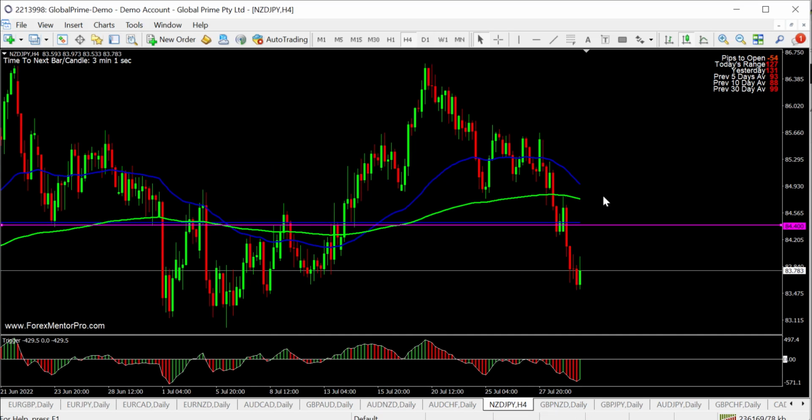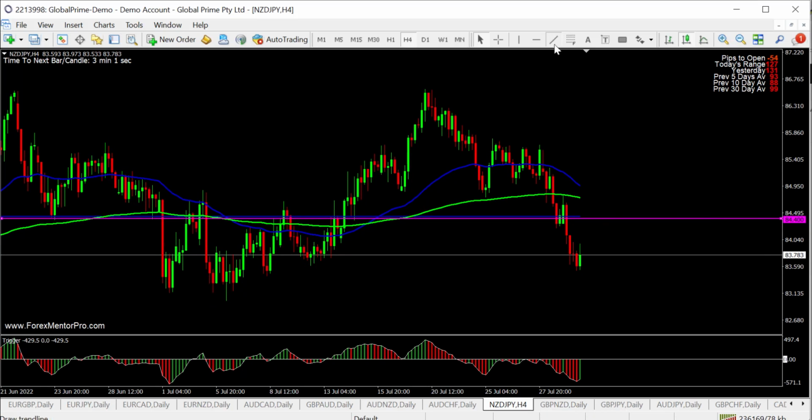And finally, New Zealand yen. This is on the 4 hour. Nice break out of this big area, big 55, got a big 200 just above that. Looking for price to get back in, 84,400 to play the price down.